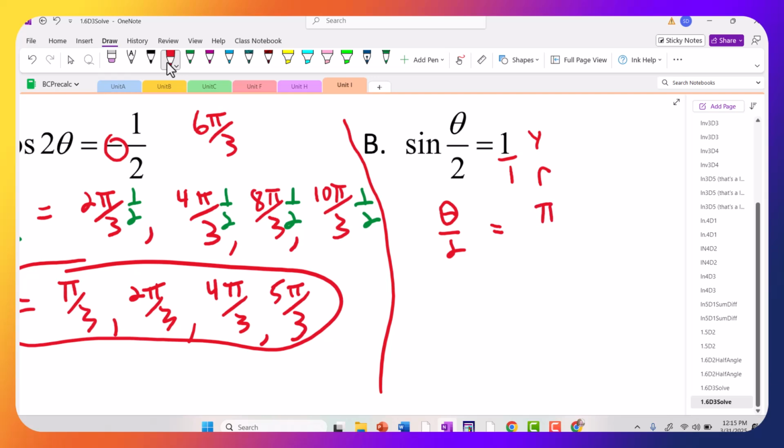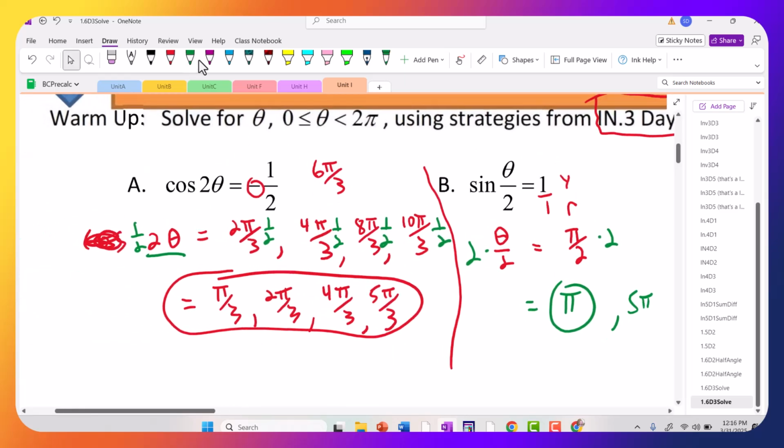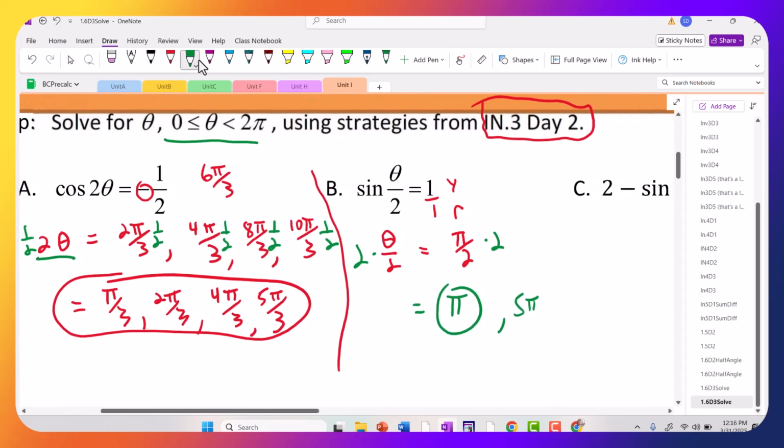Now here's why I don't add 2 pi to this, which would be 4 pi over 2, 5 pi over 2. Because the next thing I have to do is multiply by 2. And that becomes pi, and that's the answer. If I would add 4 pi over 2, that's 5 pi over 2 times 2, that would give me 5 pi as an answer, which it is an answer, but it's bigger than, just say it so your brain's activated. It's bigger than 2 pi.